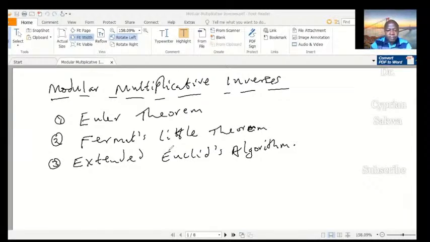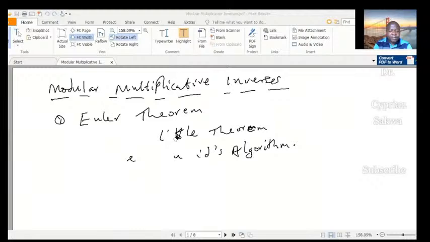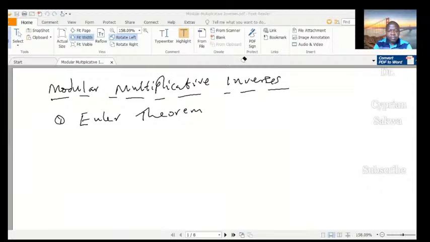Now, I'll begin by stating what the Euler theorem says, so that we then see how to use it to find inverses. Let's begin with the Euler theorem. You can check the exact statement of the theorem, but I just want to mention the important parts.